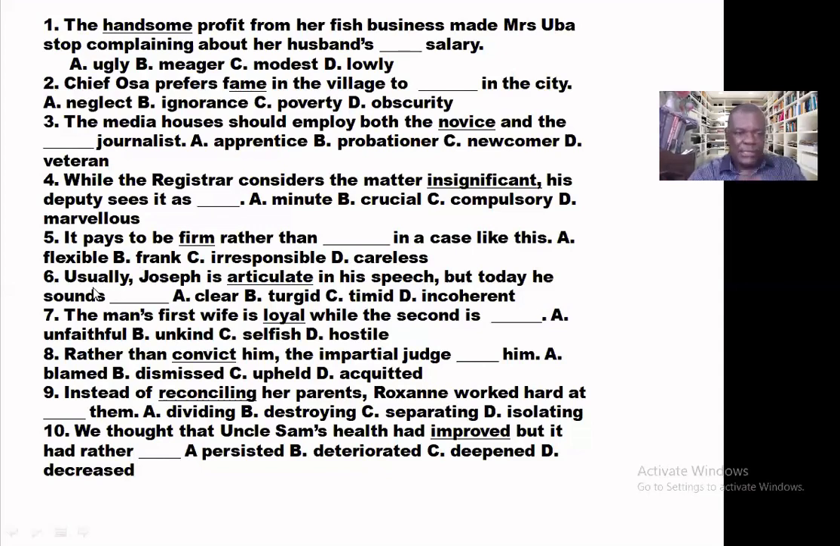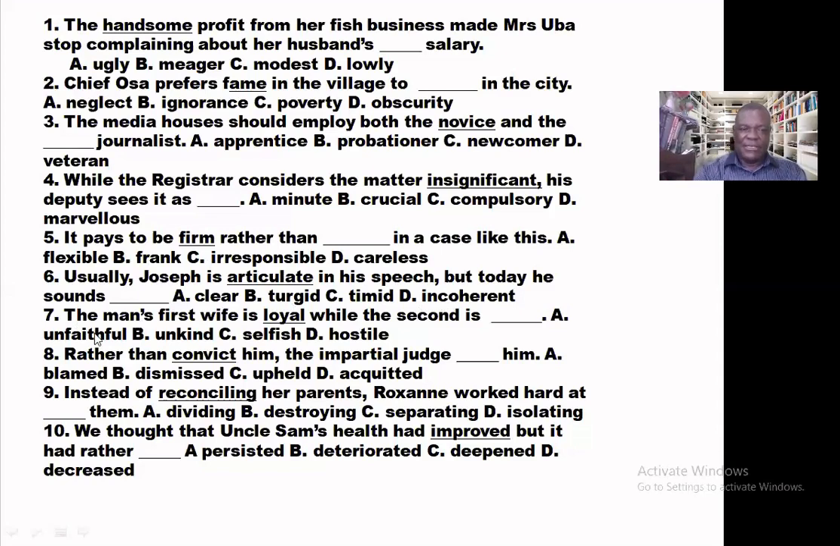Number 6, usually Joseph is articulate in his speech, but today he sounds dash. Clear, no. Turgid, no. Timid, no. Incoherent. When you are articulate, it means that your words come with clarity. Clear is the meaning of articulate, but then incoherent is the opposite.